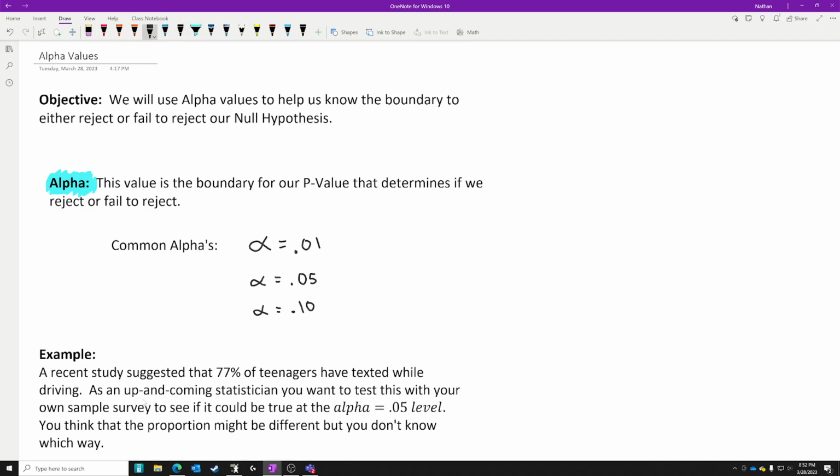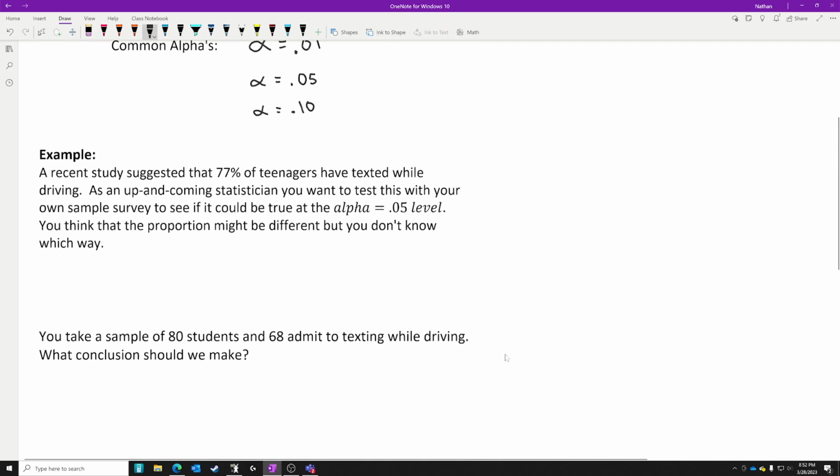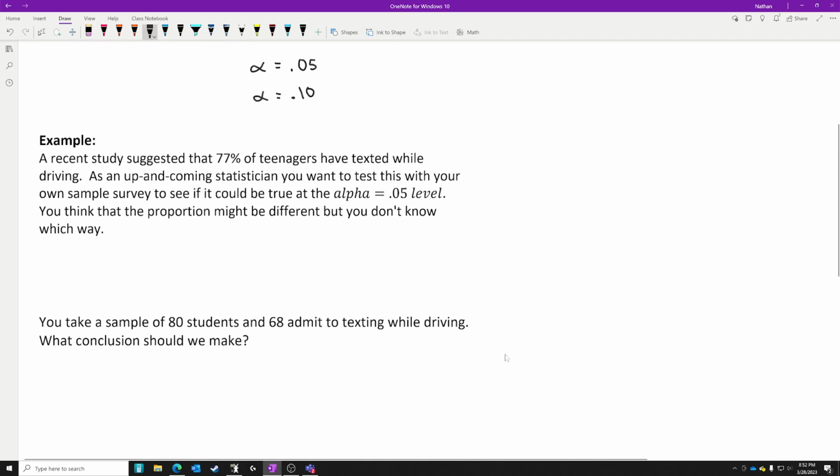All right, let's do a quick example here. You'll see it's pretty easy. This just helps you make the decision to either reject or not reject. A recent study suggested that 77% of teens have texted while driving. As an up and coming statistician, you want to test this with your own sample survey. Just stopping right there, I already know what my null hypothesis is going to be. Our null is what we think it is before our survey. So we think the proportion is going to be 77%.